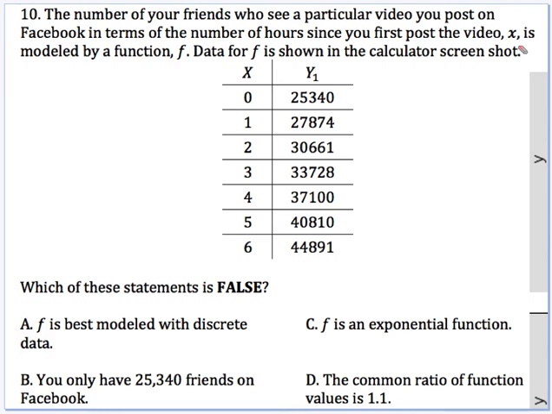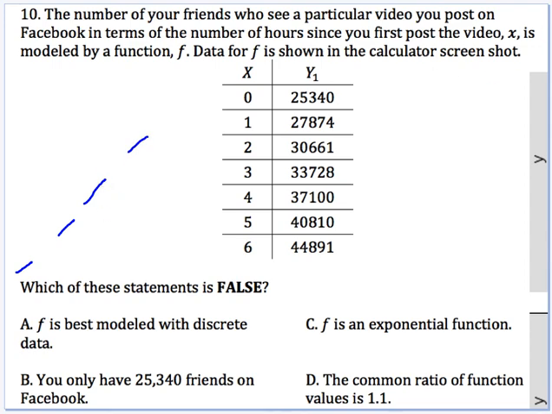Okay, data for F is shown in the calculator screenshot. So this is your data, and you need to figure out which of these statements is false. Okay, F is best modeled with discrete data. Well, in this case, what does discrete data mean? Discrete data, remember, is where you have gaps and breaks.